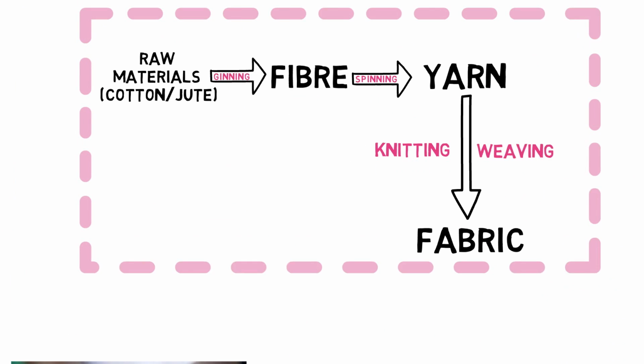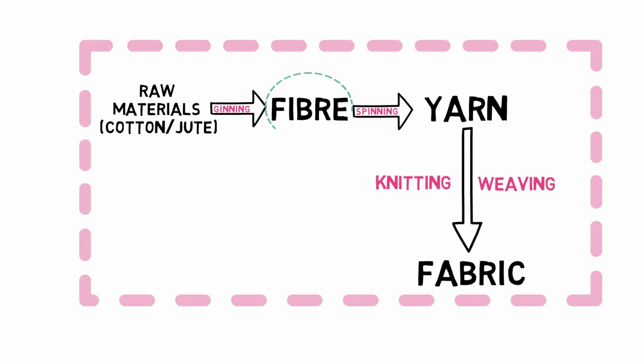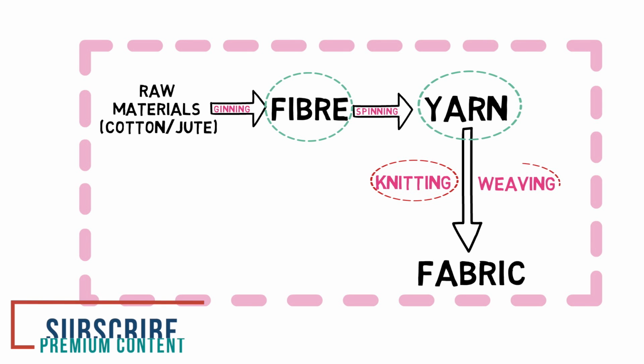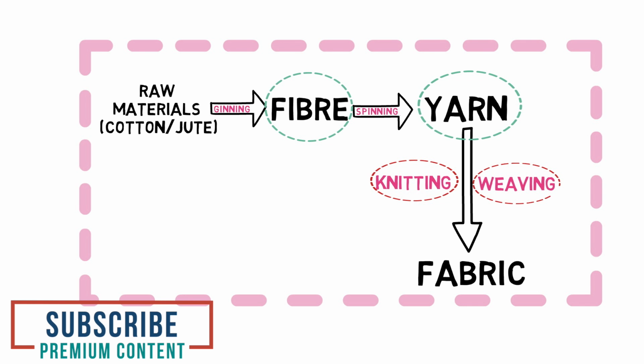So until now, we have covered how fibers are first separated through the ginning process, then through spinning, these separated fibers are converted into yarns. So the next process is converting these yarns into fabric. Now there are two ways of doing this, knitting and weaving. Let's look at these processes one by one.